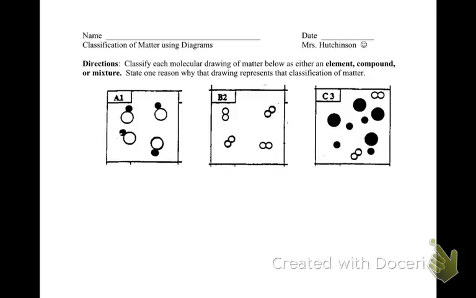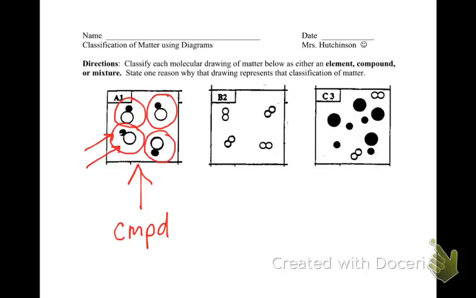So A1, steak sauce. It's gloriously delicious. If you haven't tried it, go ahead and try it. But A1, if we take a look, we've got 2 different types of atoms. 2 different types of atoms means 2 different types of elements. So A1 is classified as a compound. How do we know it's a compound? Because all of these look the same. Yes, their orientation is different, but all of them are the same. So it could be something as simple as, well, NaCl, where the Na is the large circle and Cl is the little one. Okay, something like that.